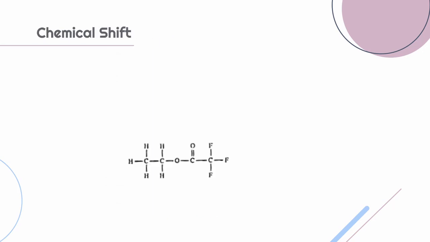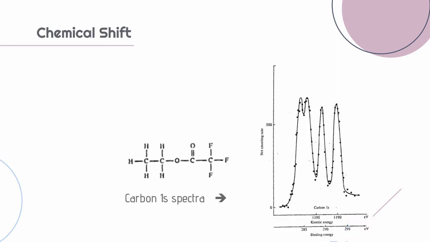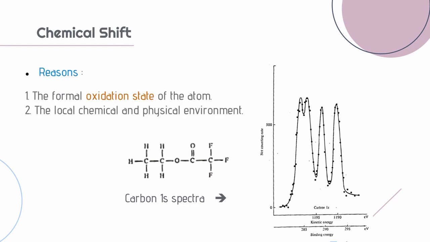Observe this molecule carefully. The carbons are attached to different groups that have different electronegativities. The spectrum for the 1s electron of carbon looks like this. For the same 1s electron, we have different peaks, and this is explained by chemical shift. The reasons for chemical shift are the formal oxidation state of the atom and the local chemical and physical environment of the atom in a molecule.